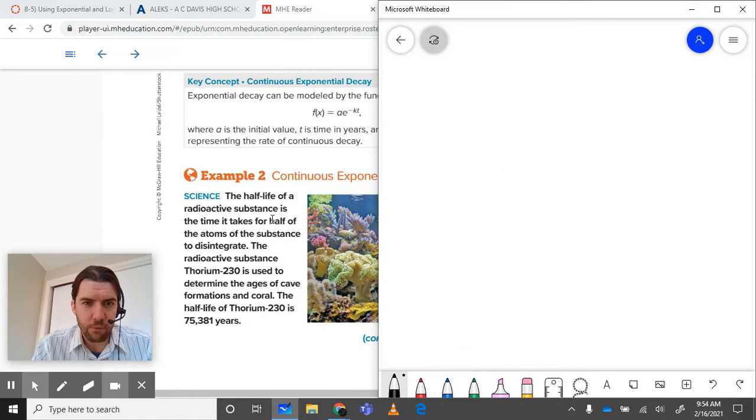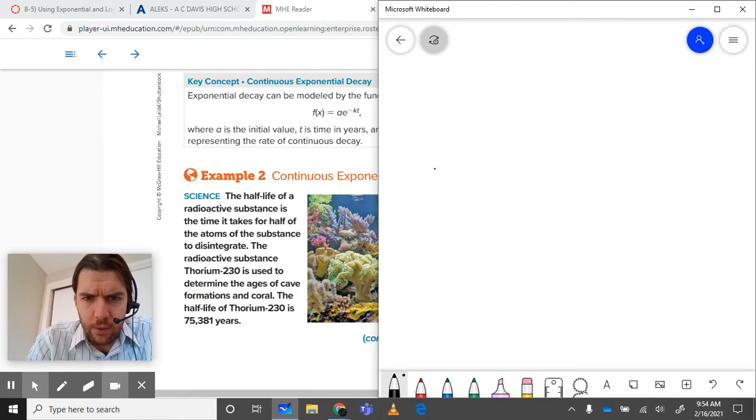It says the half-life of a radioactive substance is the time it takes for half of the atoms to disintegrate. The radioactive substance thorium-230 is used to determine the ages of cave formations and coral. The half-life of thorium-230 is 75,381 years.